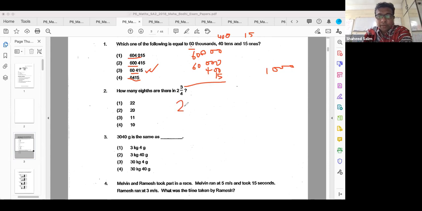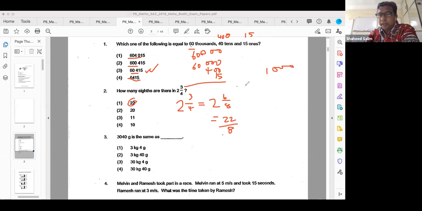Okay, 2 ways of doing it. He ask you how many 8. You change the bottom to be 8 lah. That's one way. So how much you get? 2 times 2 times 2, 6, 8. Make it improper fraction. 2 times 8, 16. Plus 6, 22 over 8. So the answer is 22 8s. You say, I don't understand this method. Can you give me another method?